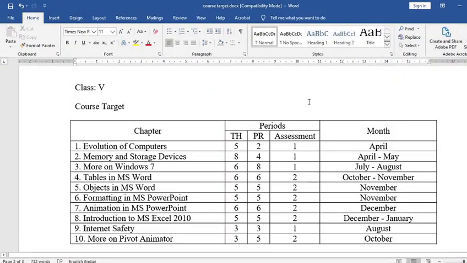Do message me personally instead of sending that work in your group, because if all students send messages in your WhatsApp group, it will create a mess. So instead of doing this, you can send me personally on my WhatsApp number, and do mention your name, class, along with section and topic or the homework that I have given you for that particular day. Also mention the date of your task.